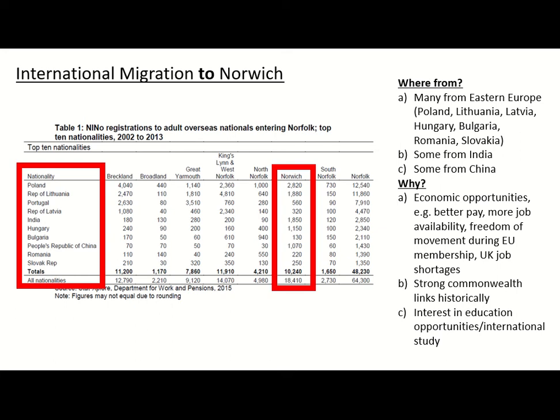So there we go. We've got where people come from to go to Norwich and the varying reasons why. And you need to be aware of these reasons why people move to Norwich specifically.